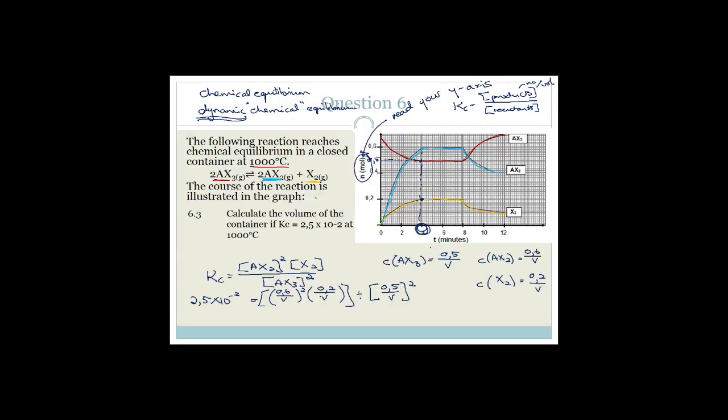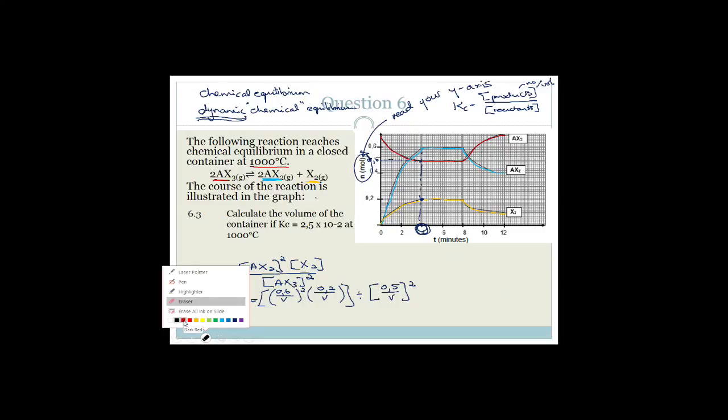Okay, so now I need to cancel and rearrange. I need to erase some writing so that you can see what I'm doing. So let's erase this. Okay, so now I'm going to rearrange. First of all, let's make this look pretty. We're going to work out what 0.6 squared times 0.2 is. So let's get out our calculator. 0.6 squared times 0.2 equals 0.072.